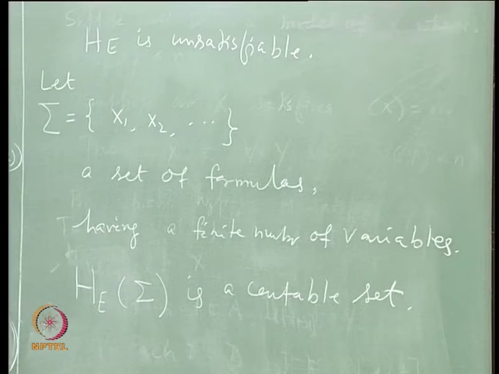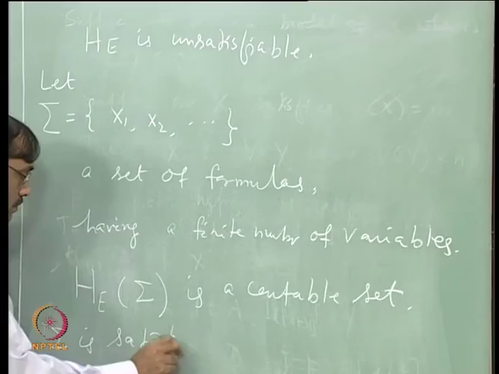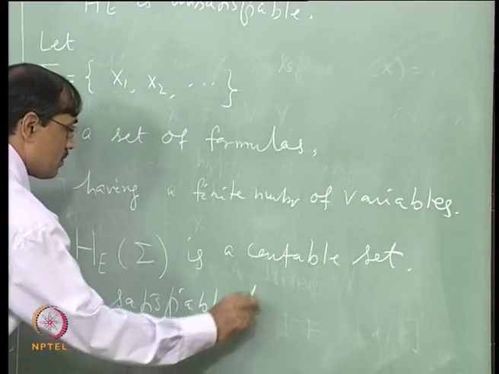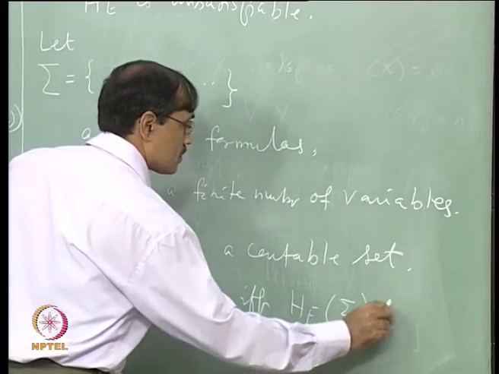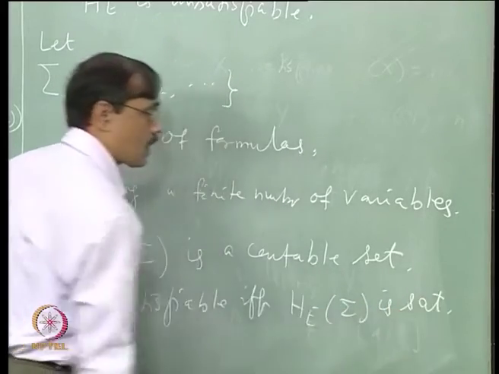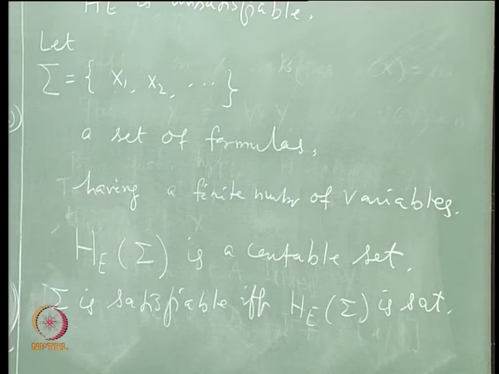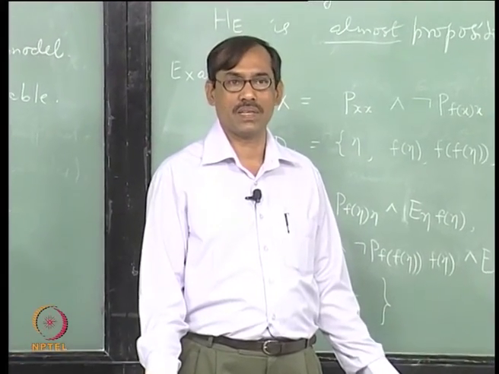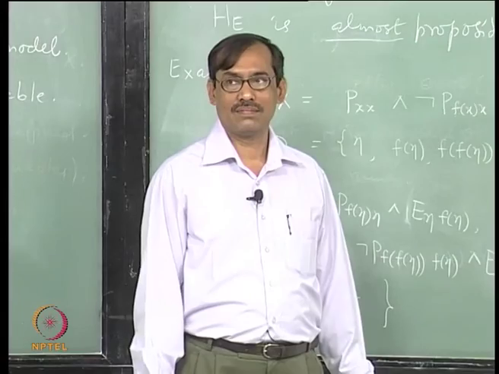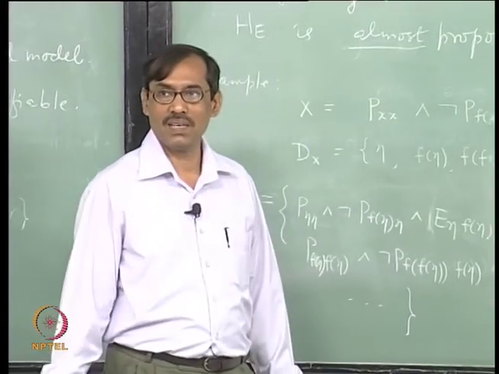Now, what happens is that we say sigma is satisfiable if and only if HE sigma is satisfiable, because for each formula you have a countable set, so it is a countable union of countable sets. As a particular case, suppose you take a finite set sigma, then automatically you will get a countable set at maximum.